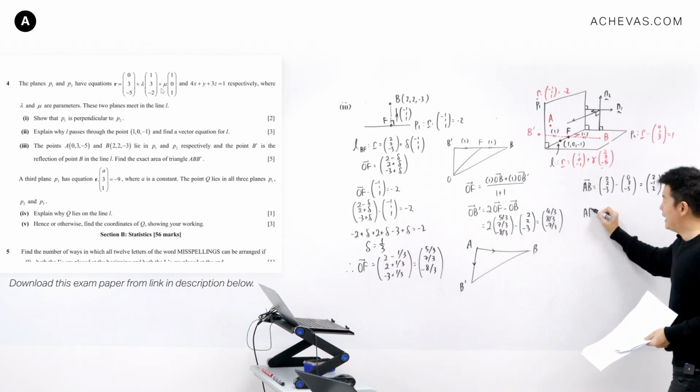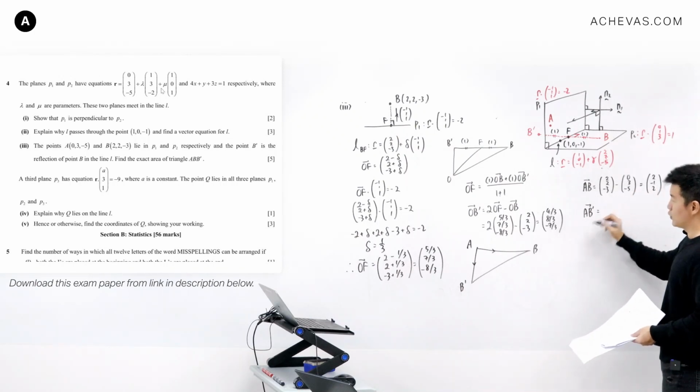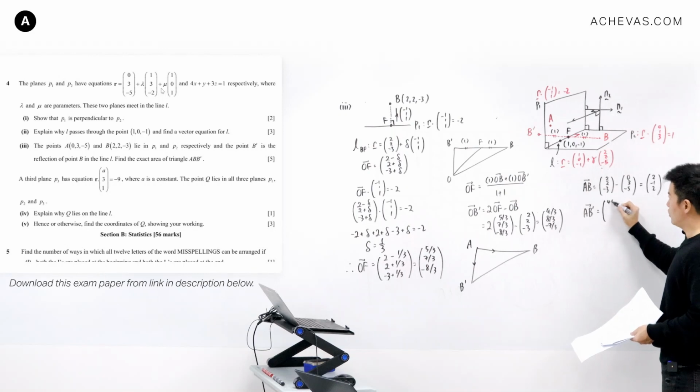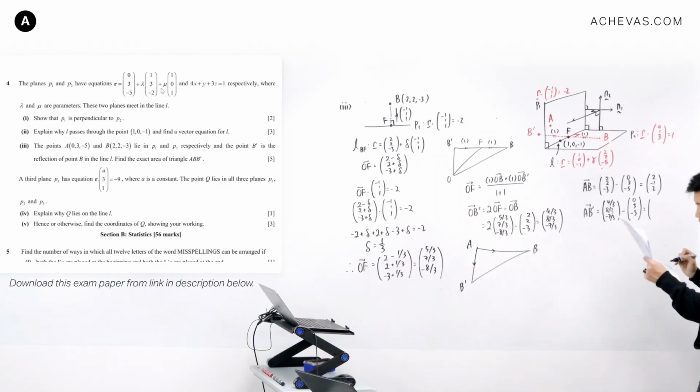I'm going to find AB prime. And AB prime is going to be equal to this: 4 over 3, 8 over 3, minus 7 over 3, minus OA, which is 0, 3, minus 5. And this is equal to 4 over 3, minus 1 over 3, and 8 over 3.